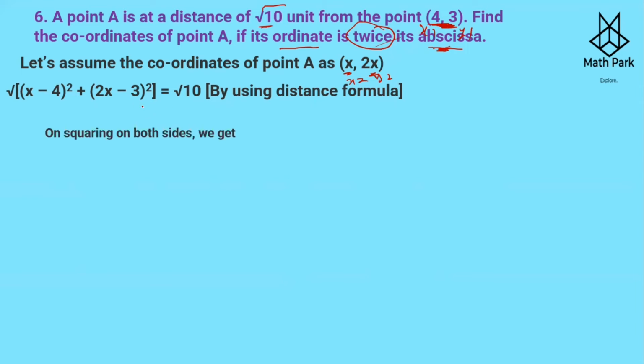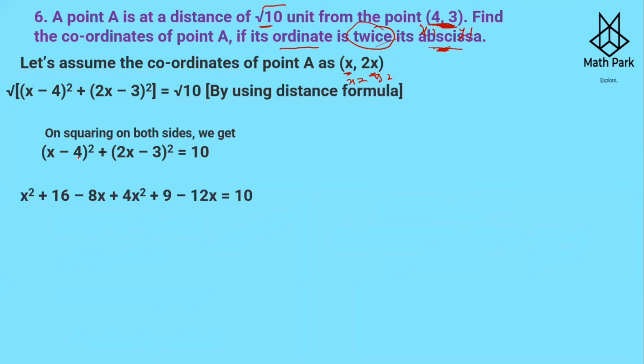Now we square both sides so that we remove the square root symbol. On doing that, we get (x minus 4) the whole square plus (2x minus 3) the whole square is equal to 10. Square of root 10 becomes 10. So then using (a minus b) the whole square, a square plus b square minus 2ab. So we get x square, 4 square is 16, minus 2 times 4x is going to be minus 8x. (2x) the whole square is 4x square. 3 square is 9 and 2 times 2 into 2x into minus 3, 2 2s are 4, 4 3s are 12. This is how we get minus 12x is equal to 10.